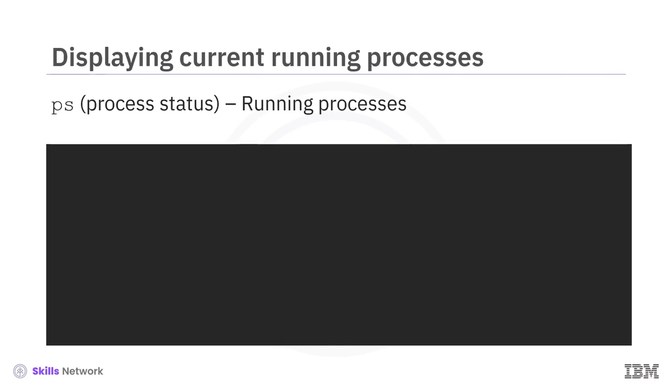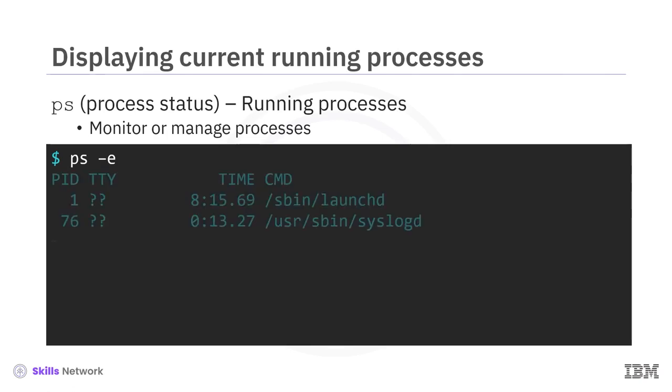To see the currently running processes on your system, you can use the ps or process status command. This is helpful when you need to monitor or manage processes. Using ps with the -e option will list all processes running on the system, regardless of which user started them. The ps command displays information such as the name of each running process, the process ID, and the time in minutes and seconds that each process has been running.